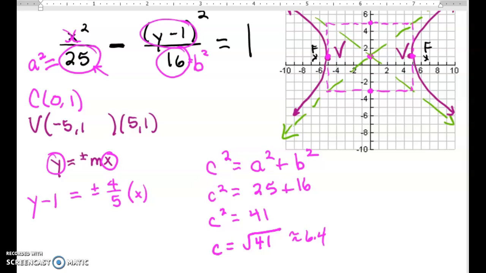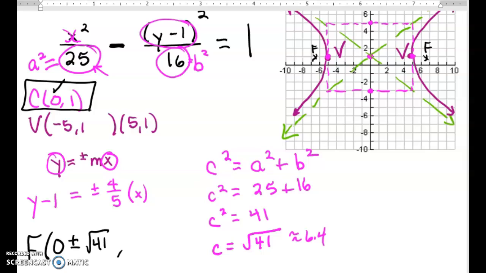And the coordinates of the foci: take the center. Since we moved left, right, which is on our x-axis, moving to the left and to the right is associated with the x-axis. We moved the square root of 41 to the left and the square root of 41 to the right. Take your center's x value, add and subtract the square root of 41 from the center's x value and keep your center's y value, and those are the two foci.